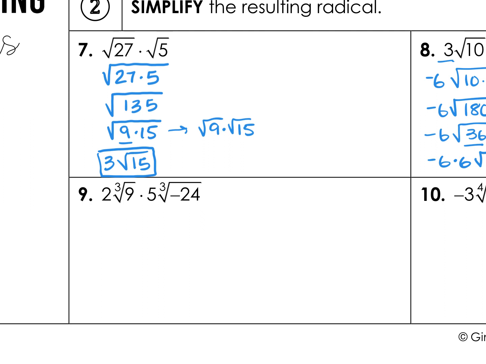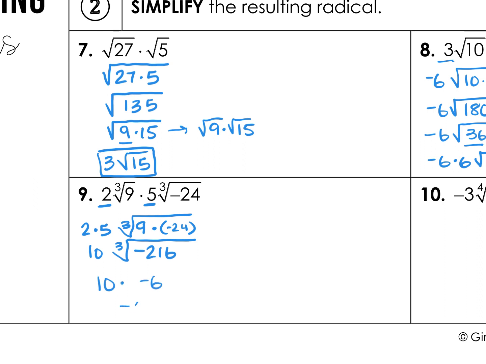There is no cube root of 9, so that doesn't simplify, but we're just combining them together, so multiply the things on the outside together. And then we have the same radical, so we're multiplying 9 times negative 24. Simplify that to 2 cube root of negative 216. And negative 216 is a perfect cube, so this is 10 times negative 6, which is negative 60.